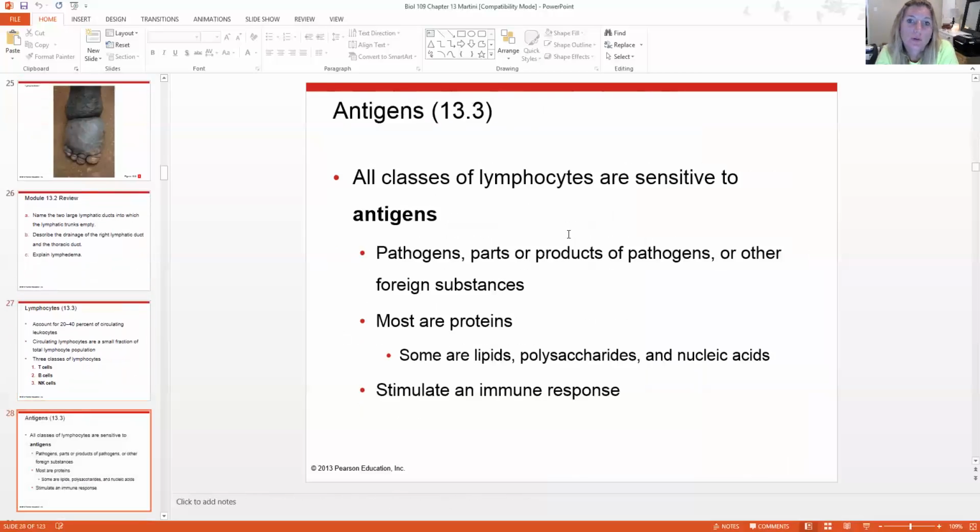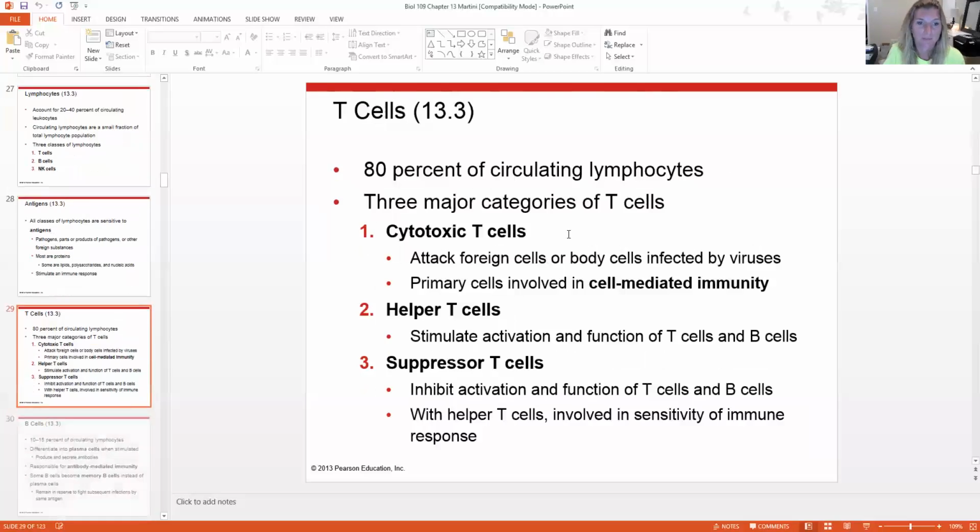So before we talk about these types of cells, let's talk about antigens. All of these lymphocytes, T, B, and natural killer, are all sensitive to antigens. Remember antigens, those are those little surface proteins that allow us to tell blood type. Well, pathogens have them as well. All pathogens or parts of pathogens or parts of foreign substances make antigens. Antigens, for the most part, are proteins. Sometimes they are lipids or polysaccharides. And ultimately, they're stimulating an immune response.